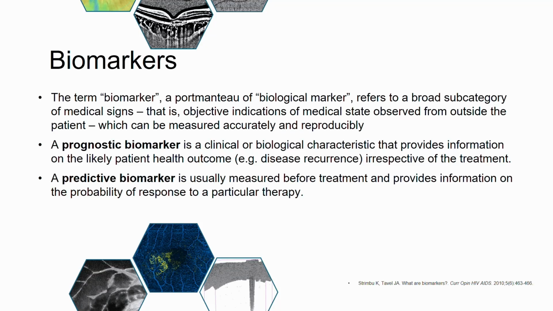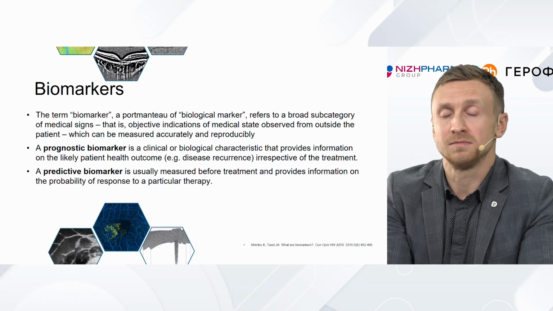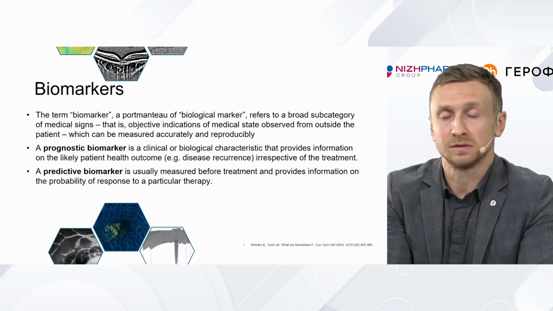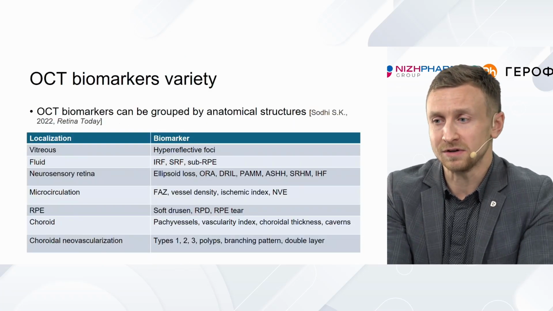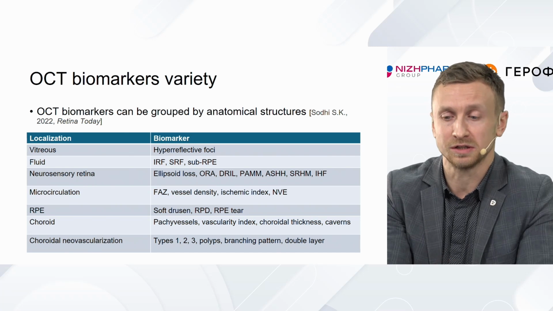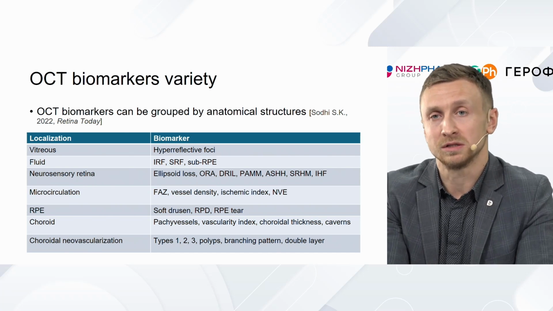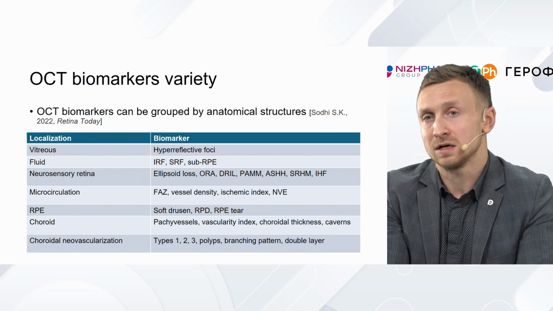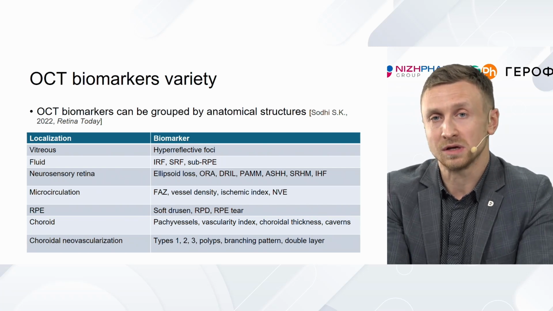And the more we talk today about optic coherent tomography, the more frequently we hear the word biomarkers. The term biomarker refers to a broad subcategory of medical science that is objective indicators, and most importantly, they could be measured accurately and reproducibly, and OCT is one of the best tools for the assessment of this phenomenon. And for this time, whilst OCT is available, we accumulated many OCT biomarkers, and there is a big variety. So I think there are more than 100 of them, 100 plus.